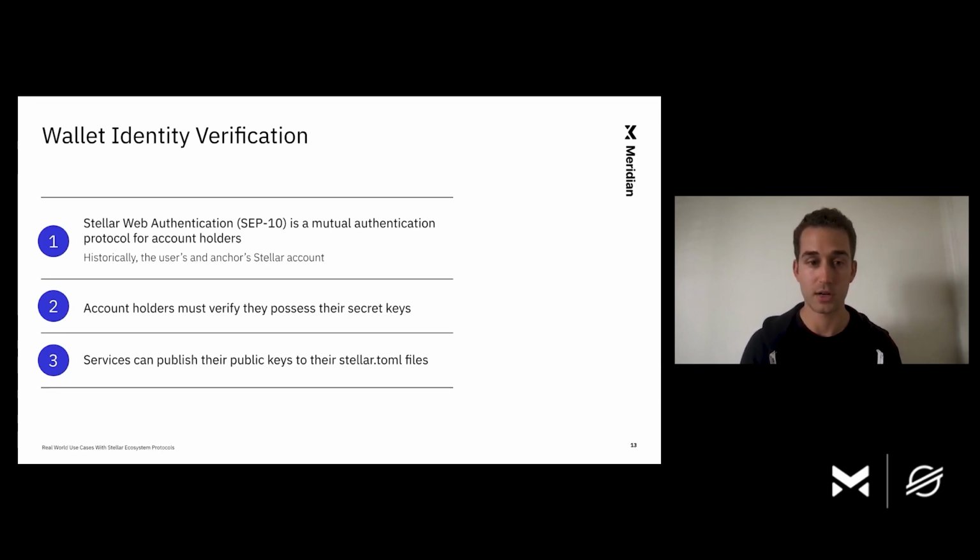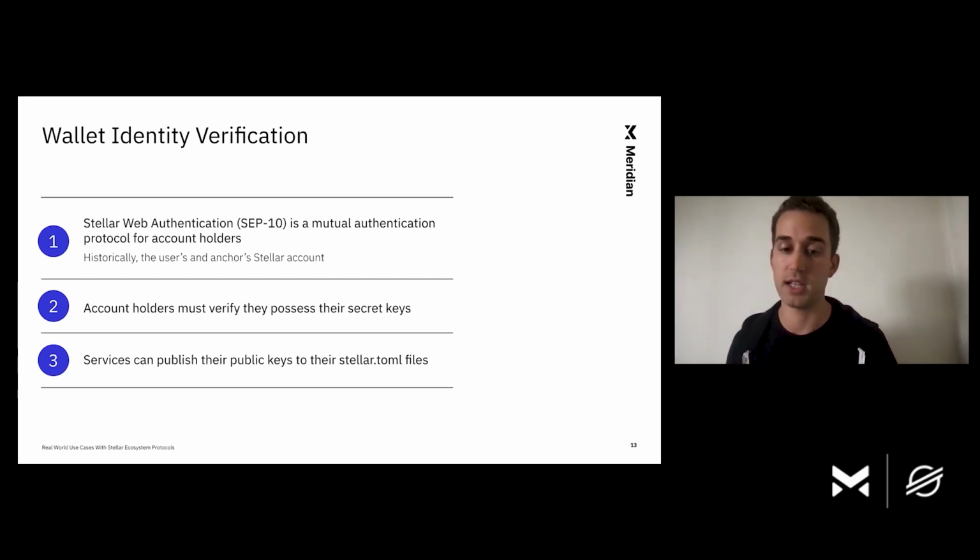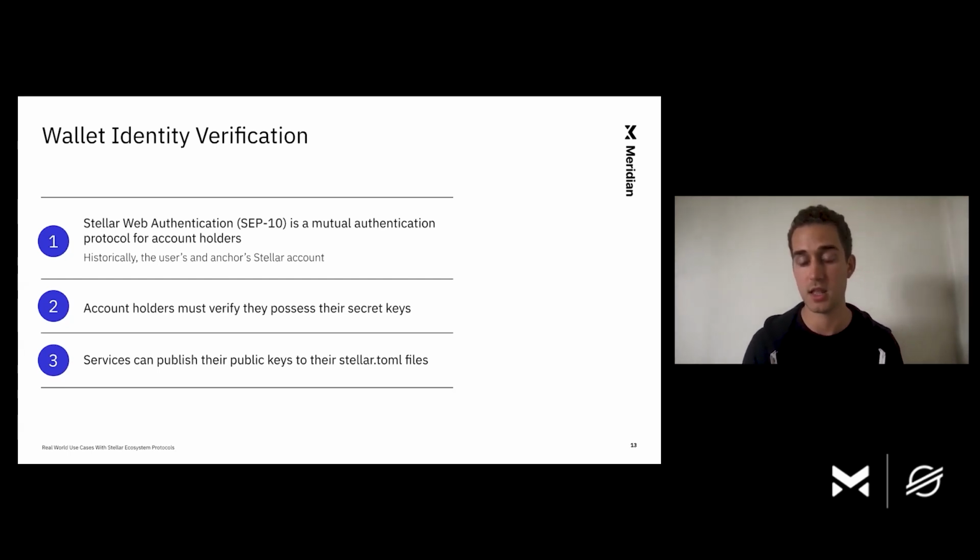So I kind of went over that quickly, but account holders have to verify that they possess the secret keys of the public keys that we advertise in these API calls. And then as an anchor, I'm not sending my public key in an API call. I'm actually advertising on a public file, a stellar.toml file, that I own a particular public address or a public account. And I am creating these authentication challenges with the signing key I'm publishing publicly to my file.